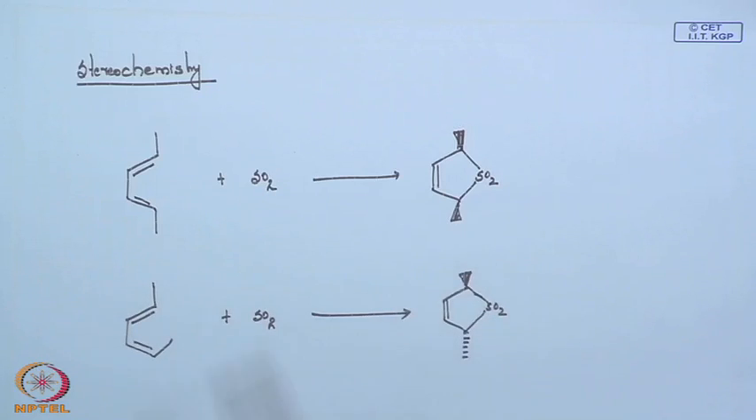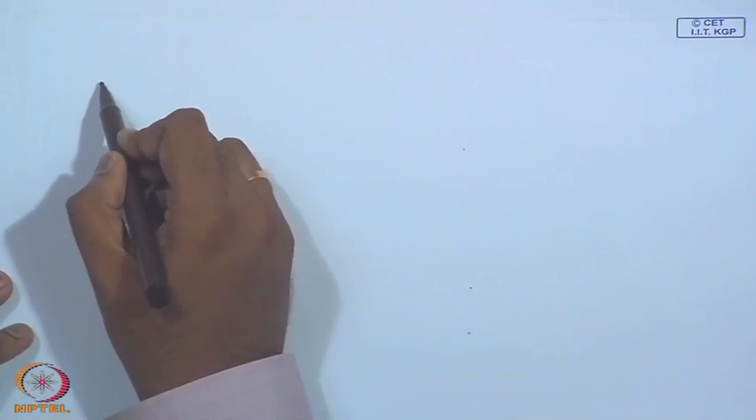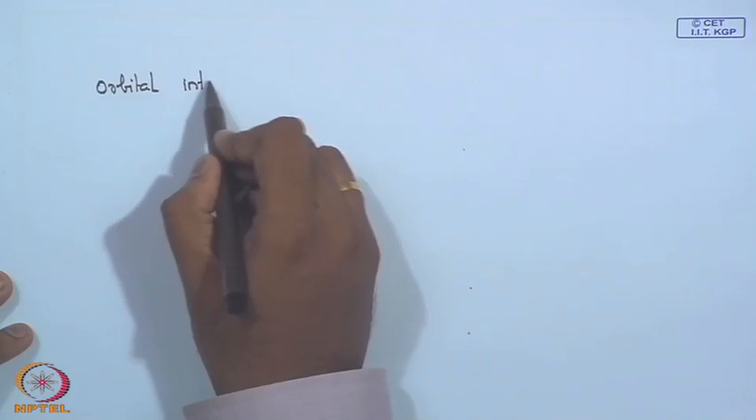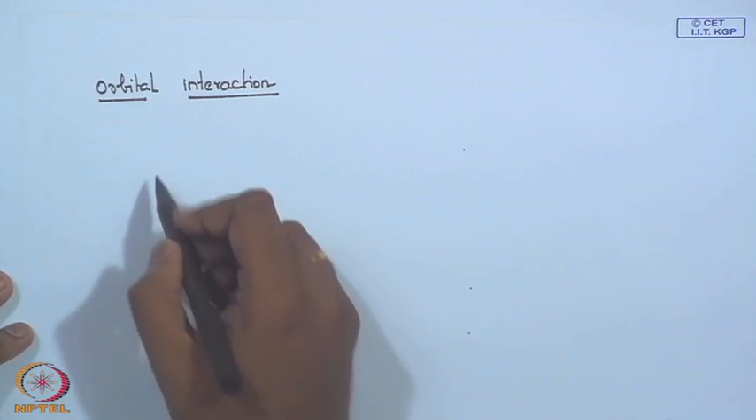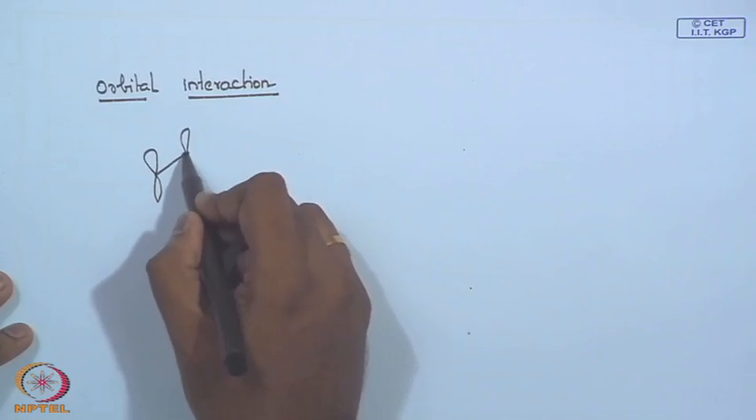We can understand this from the orbital interaction better, because if you know the HOMO and LUMO of the systems, you can understand why you are getting specific products. I will just refresh a little bit, because you know them in detail. We will see the orbital interaction, so that you can regain your things. So, I am taking a diene.